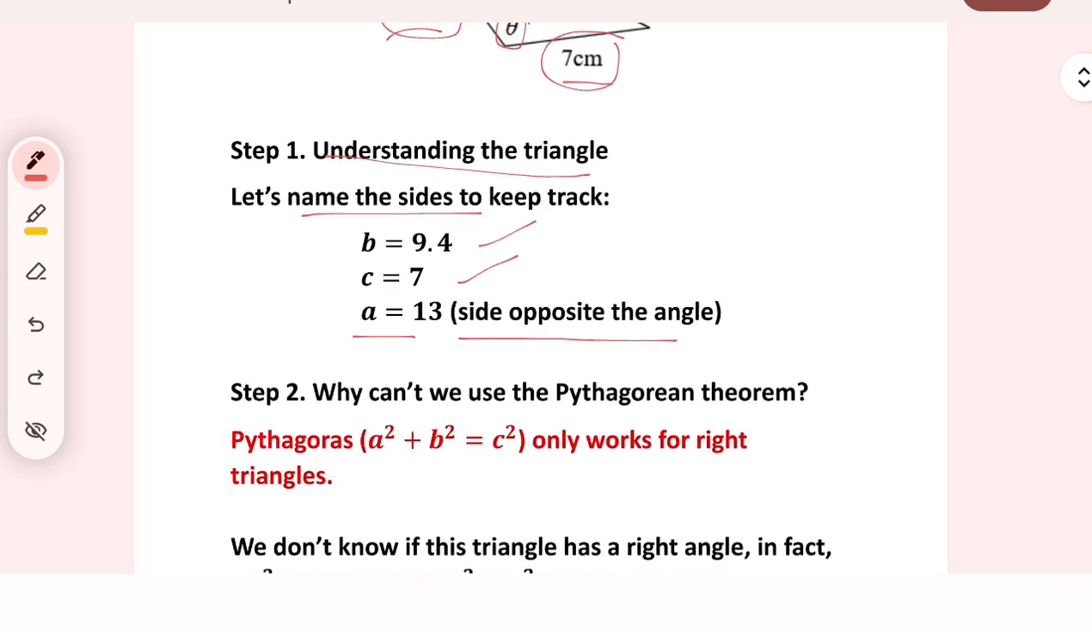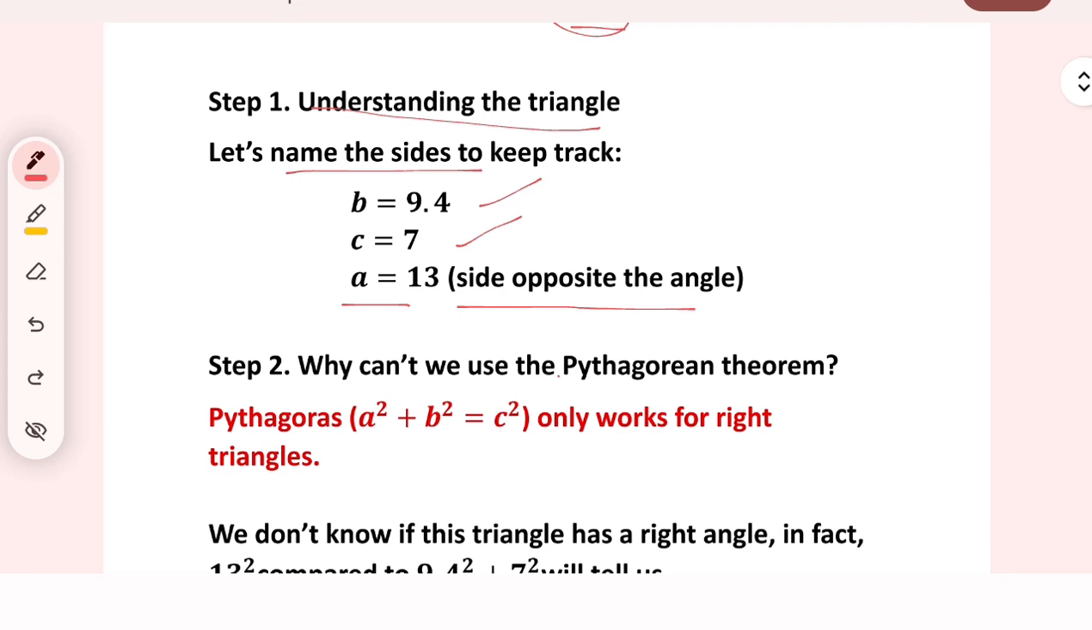Now, why can't we just use the Pythagorean theorem? Because the Pythagorean theorem also works for triangles, remember? C squared is equal to A squared plus B squared. That's the Pythagorean theorem. A squared plus B squared is equal to C squared. Why can't we just use this simple theorem to solve for the angle? Do you know the answer?